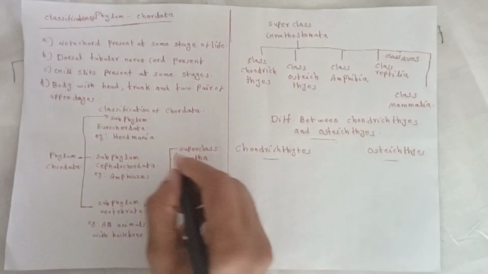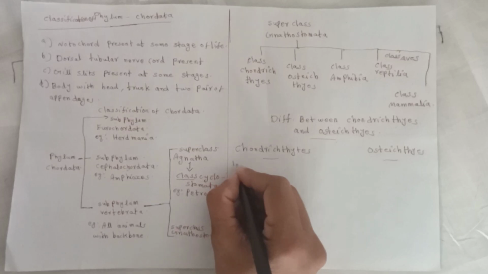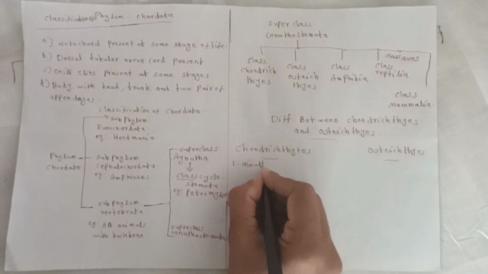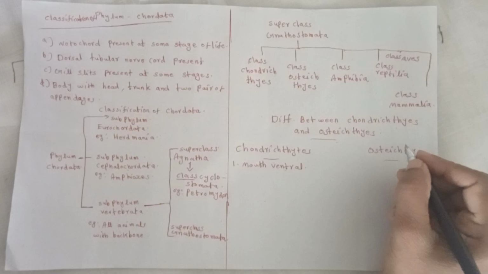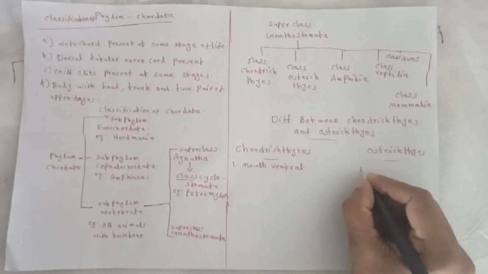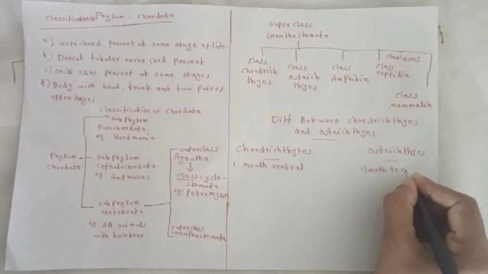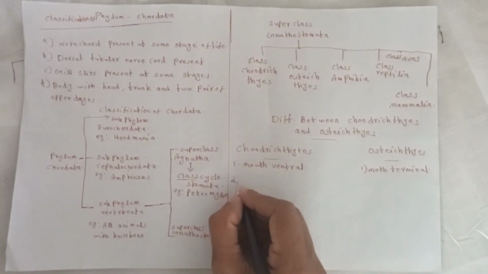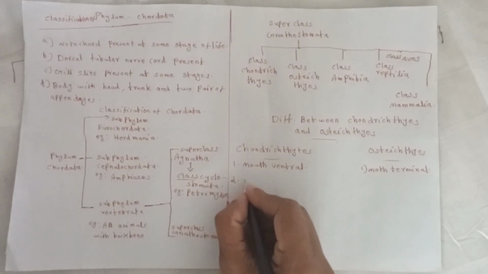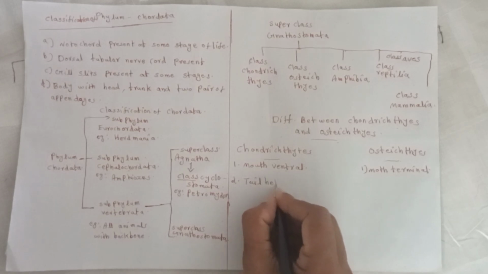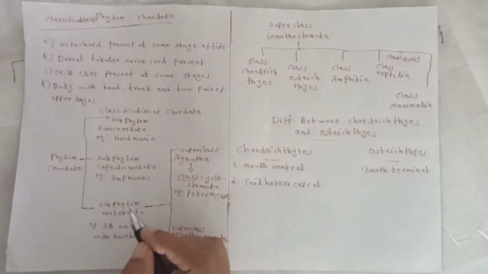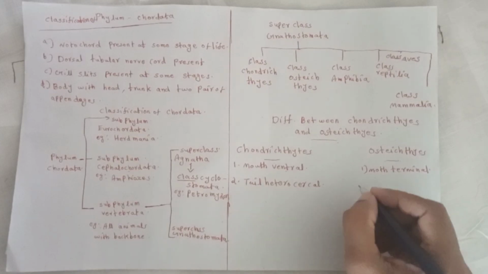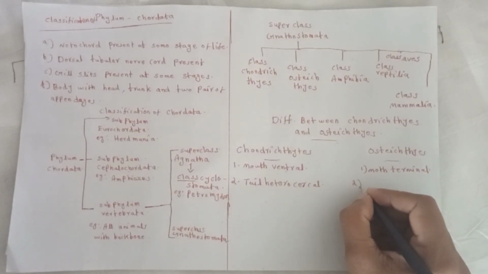The main features of Chondrichthyes: ventral mouth. Mouth is situated on the ventral side of the body. In bony fishes, the mouth is terminal. Next, Chondrichthyes have a heterocercal tail. That means the two lobes of the tail are of different sizes. In bony fishes, the tail is homocercal, the lobes of the tail being of equal size.